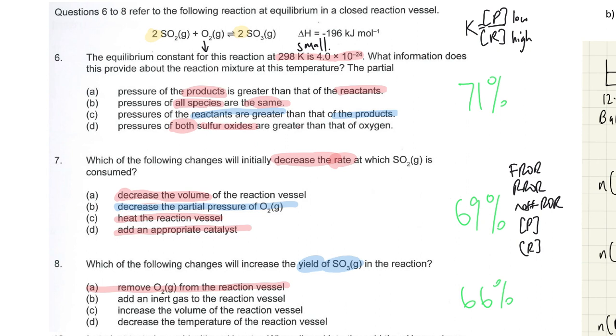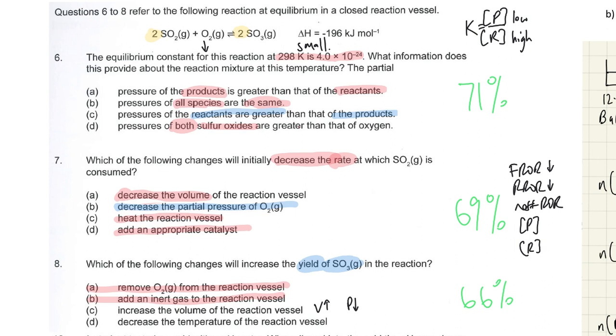So if you add an inert gas, that's not going to do anything because inert gases don't react with anything, and so therefore they are not going to change anything about the reaction. Okay, increase the volume of the reaction vessel. Okay, so let's have a look. If I increase the volume, I make it bigger, which means that I reduce the pressure of all. So volume increases, pressure decreases, which means that the FROR will go down and the RROR will go down as well.